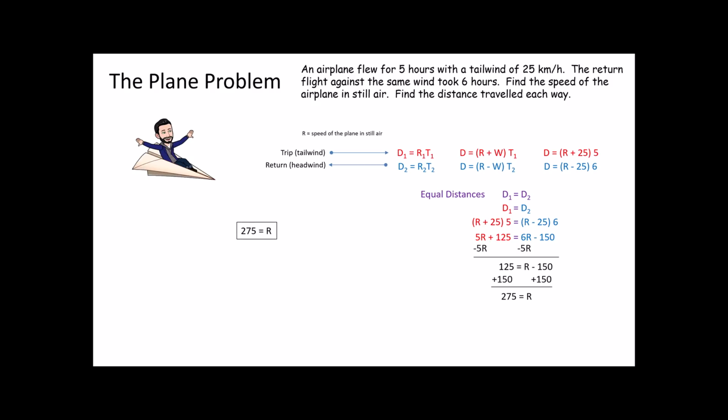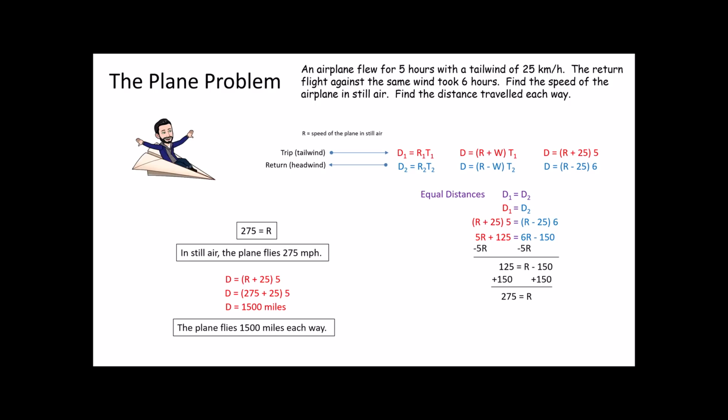Notice, once you know how fast your plane is going, 275 miles per hour in still air, all you have to do to find the distance is pick either of these equations and plug that speed in. It's 1,500 miles each way. If you were to plug it into the other equation, it actually would come out exactly the same. So it's kind of neat that way.